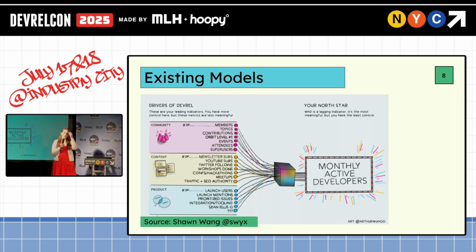And then the last one I'm going to show you is by Sean Wang, and it talks about the monthly active developer metric. And this argues that your North Star metric should not actually be monthly active developers. Why? Well, that's a lagging indicator. It's multi-causal. And instead, you should really be focusing on what you see on the left-hand side of your screen, which are leading indicators. And those are things that you can have more direct impact on.